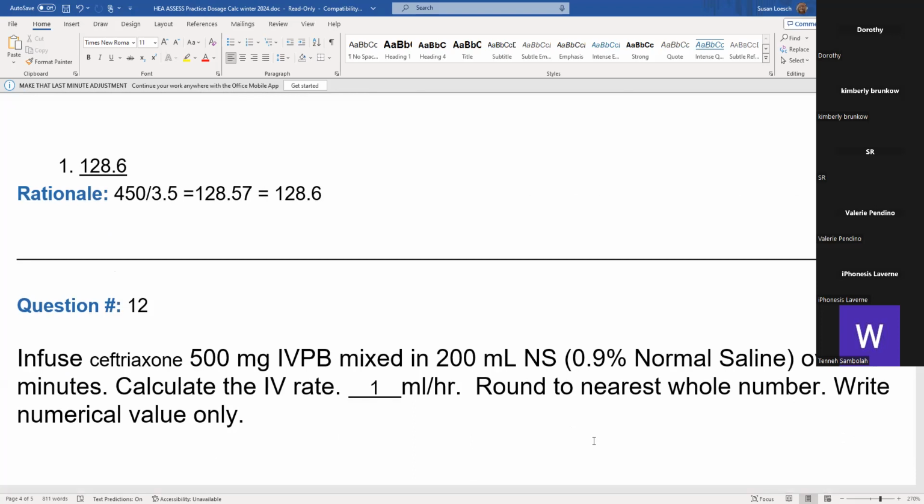What's this one asking you? The same thing, right? Okay, what's the difference here? Less than an hour. So the time is in minutes, which means you have to convert.